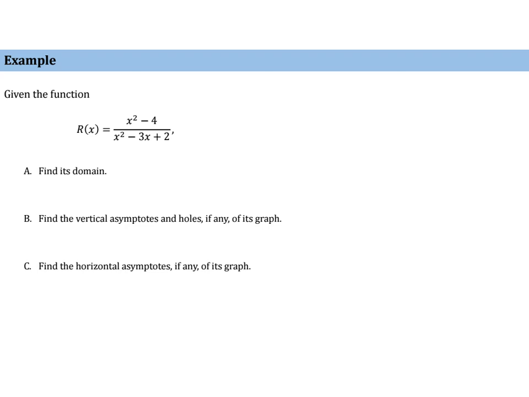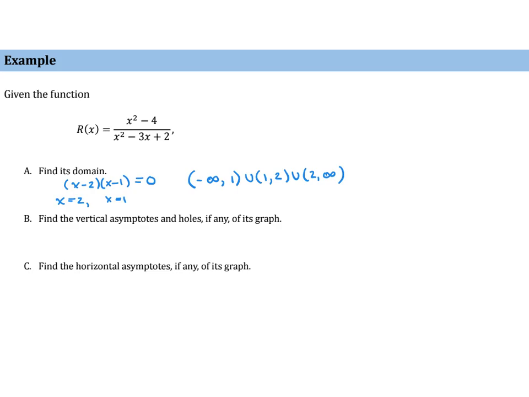So let's find the domain of this function first. We can factor the denominator as x minus 2 times x minus 1. We're going to set that equal to 0. The solution to that will be x equals 2 and x equals 1. So the domain would be negative infinity to 1, union 1 to 2, union 2 to infinity.